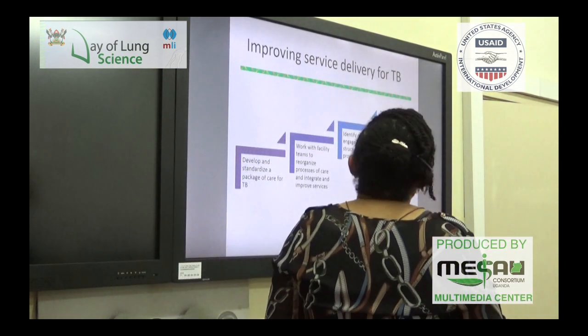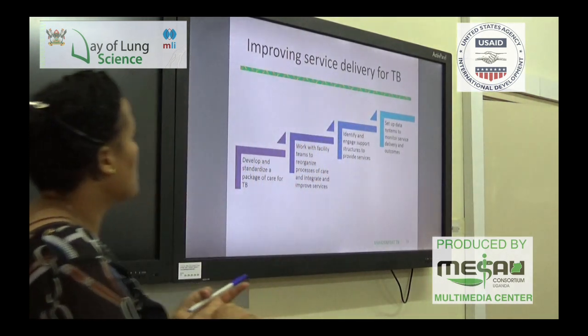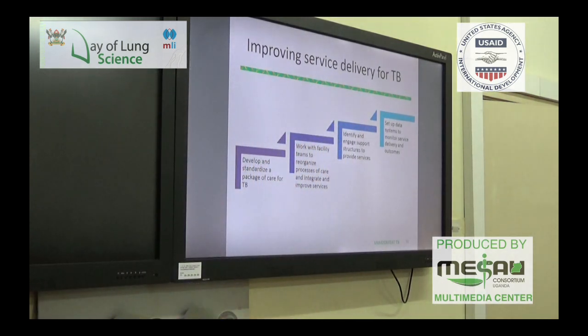Okay. And then we need to work with facility teams to reorganize the processes of care and integrate and improve services. We also need to identify and engage support structures to provide services, because QI alone isn't going to solve some of those issues. Some issues are around supply chain, around community engagement, around leadership and governance. So we need to look beyond that and also set up data systems to monitor service delivery and outcomes for this work.